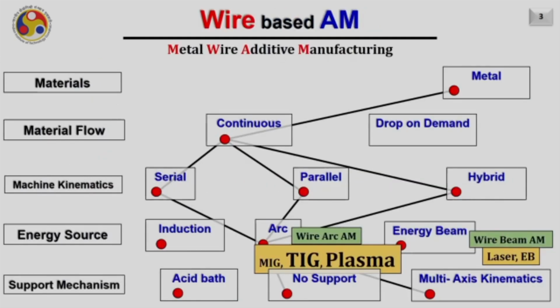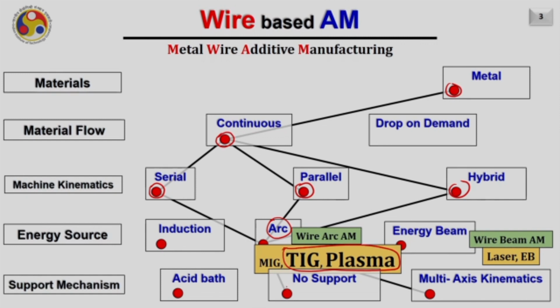This gives the classification of wire based additive manufacturing, and particularly today we are going to discuss the metal wires. Those can deposit the material continuously on the substrate. It can use either serial kinematics, parallel kinematics or hybrid kinematics on the machine tool. And the energy source will be an arc, that is our focus. And in arc as well, particularly we are going to discuss TIG or plasma based heat sources.